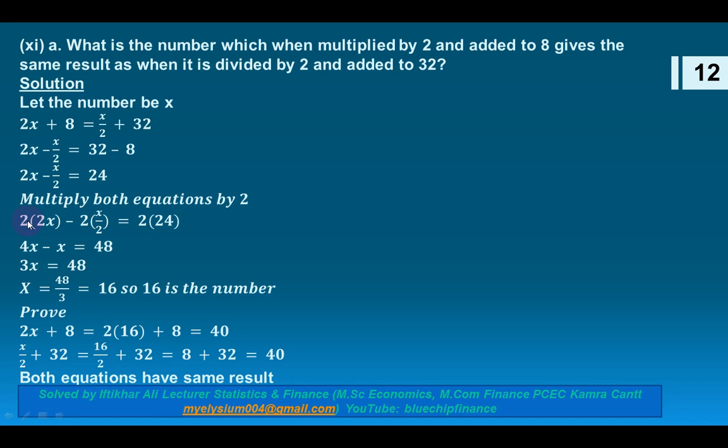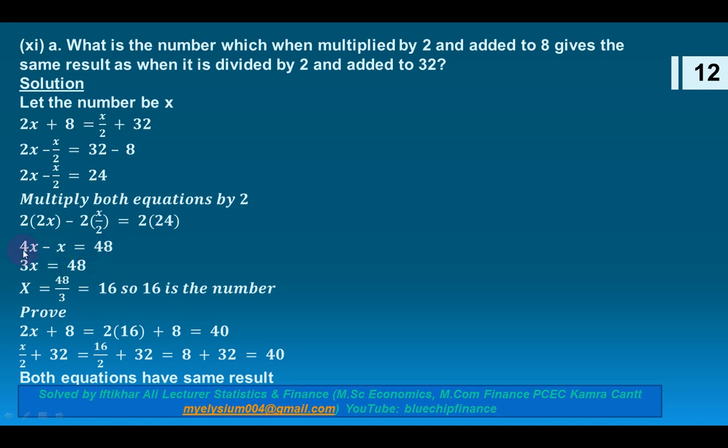For example, if we multiply both sides, it is simply one equation, but I want to say that when we multiply both sides by 2, it will become 2 multiplied by 2x minus 2 multiplied by x by 2 equals 2 multiplied by 24. And now the reduced form will be 2 multiplied by 2 equals 4x. This 2 will eliminate this 2 and the remaining will be x. So 4x minus x equals 48.